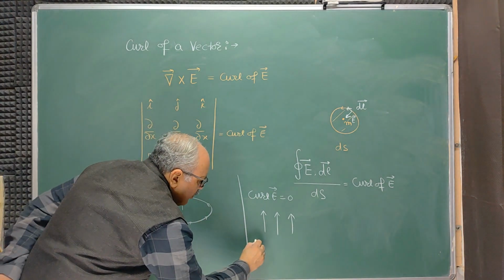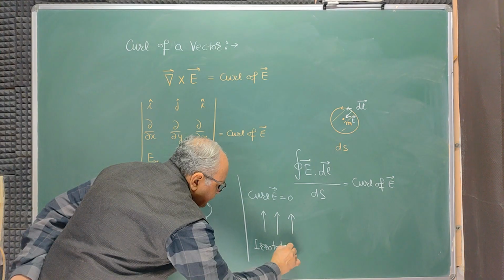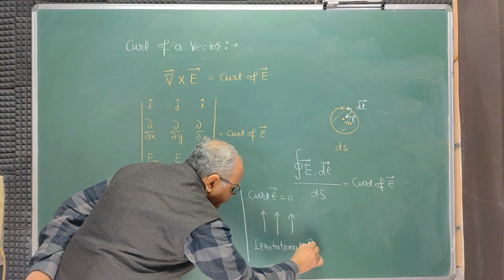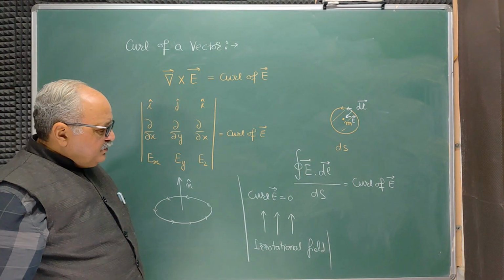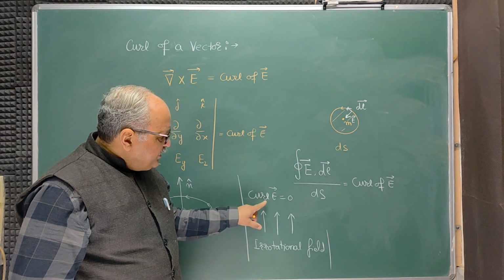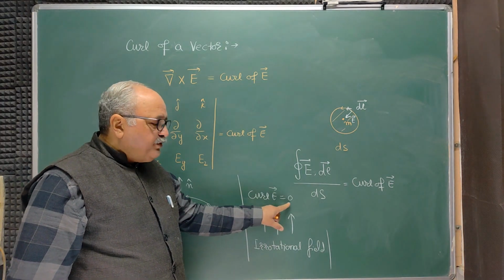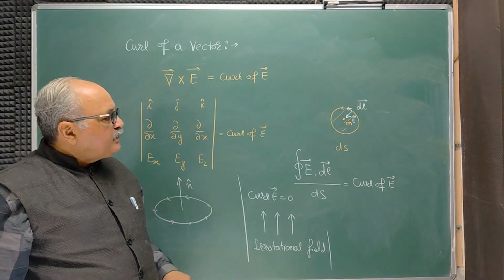Such a field is called an irrotational field. So if you are asked to find out whether the field is irrotational, take its curl, and if you get the value as 0, then you can say the field is irrotational.